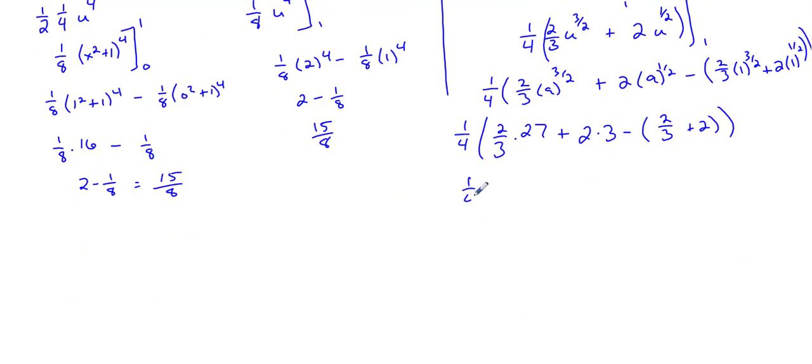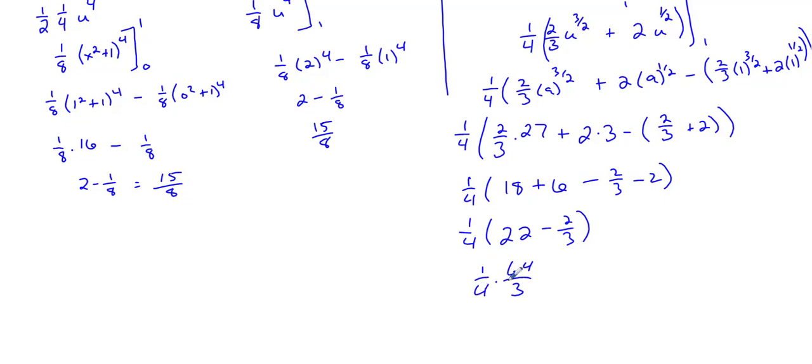All right, 1/4 still. 1/3 of 27. Was that 9? And 9 times 2 is 18. Plus 6. Minus 2/3. Minus 2. All right, what do we got here? Is that 24? Minus 2? 22 minus 2/3. Say again? Would that be 66 minus 2? That'd be 64/3. Is that right?